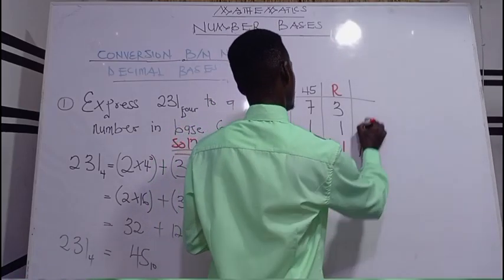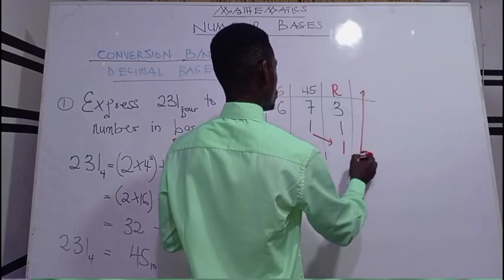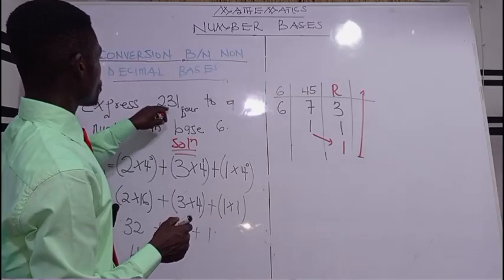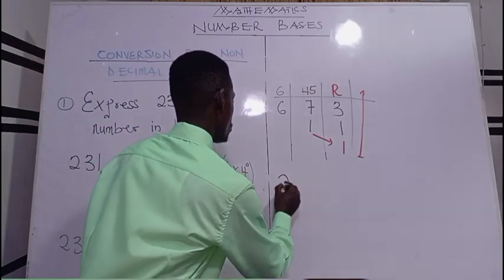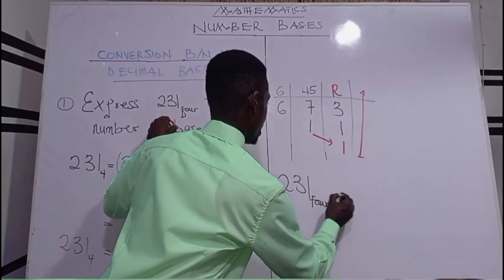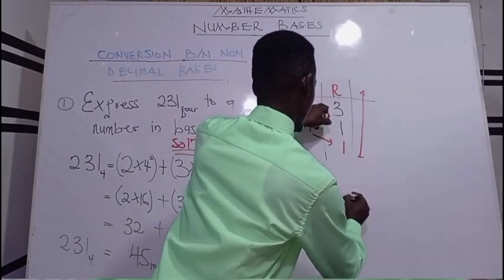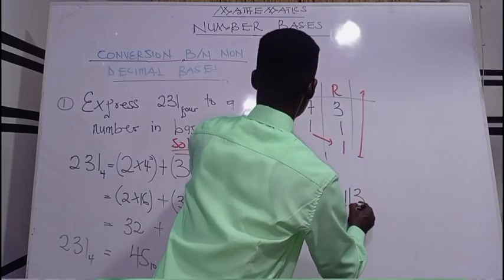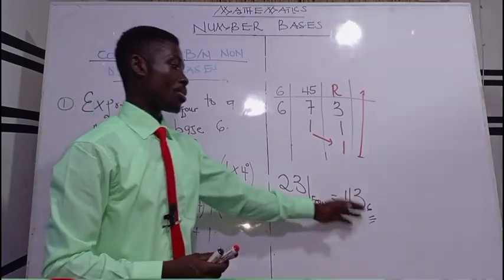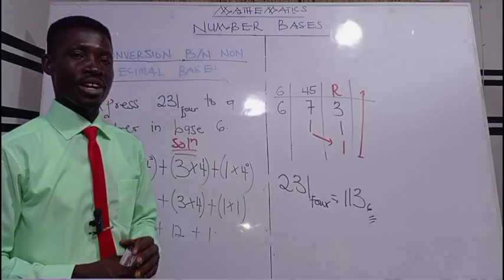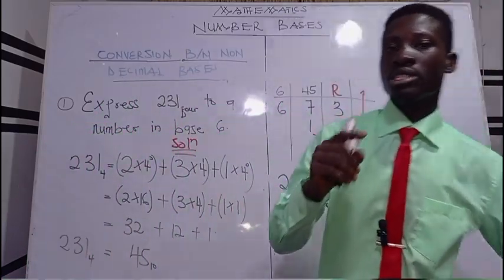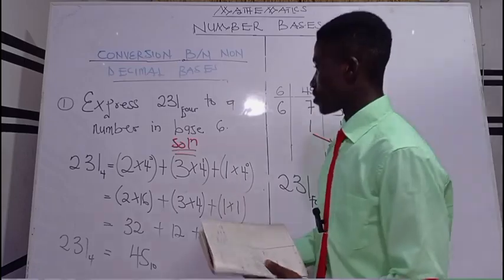And then we start reading from bottom to top. So we can say that this number 231, which is in base 4, is equal to 113 base what? Base 6. I guess we were able to get 113 base 6. Very, very easy. I'm going to give you a tutorial set question. Pause the video, you write them down, and then you try your hands on it.